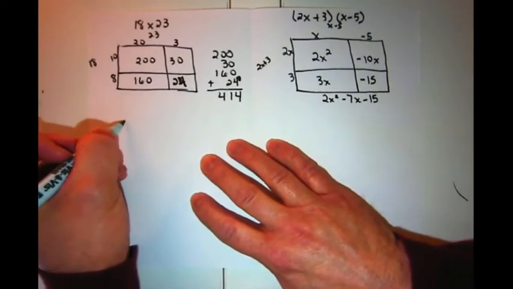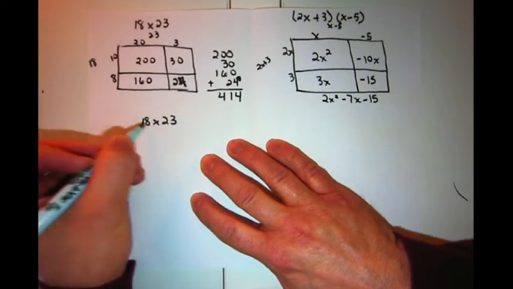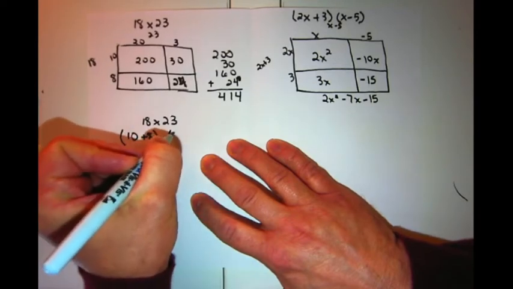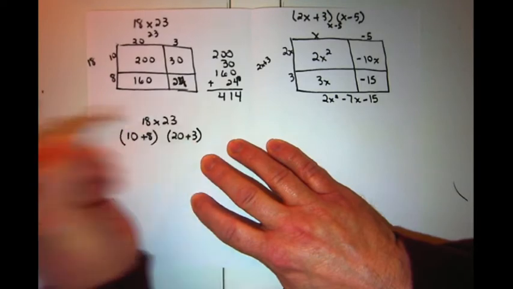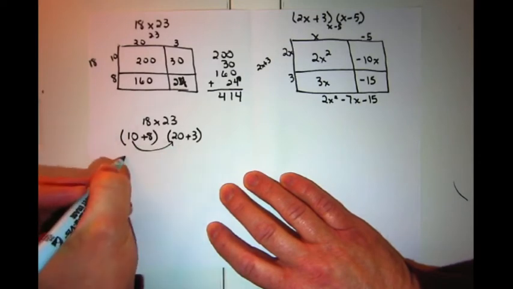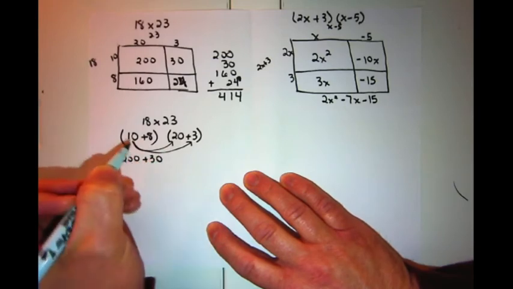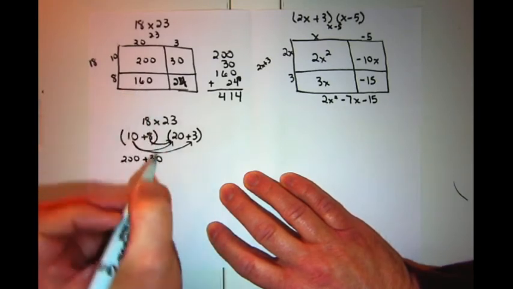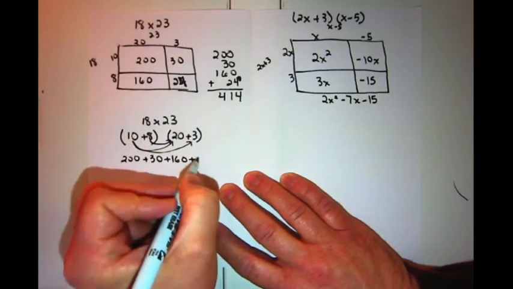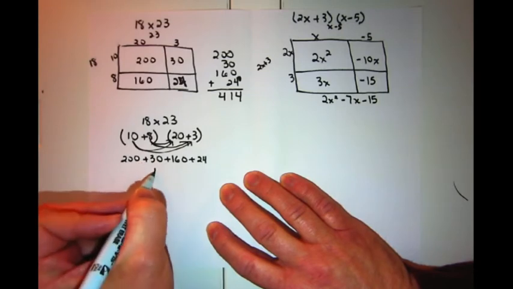If we do this purely in the abstract, thinking about the distributive property, we had 18 times 23. We decompose the 18 into 10 plus 8 times 20 plus 3. And what we did is we said the 10 times the 20, we got 200. We said the 10 times the 3 and got 30. We said the 8 times the 20 and got 160. And then the 8 times the 3 and got 24. And then we added all of our pieces together and got 414.